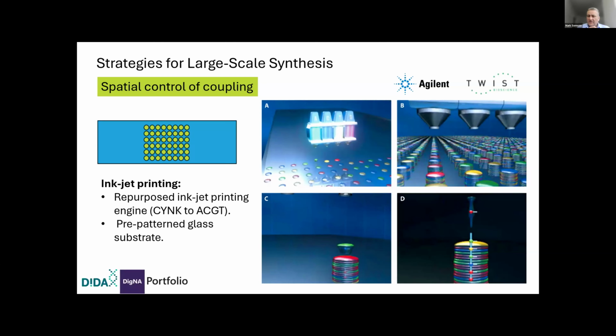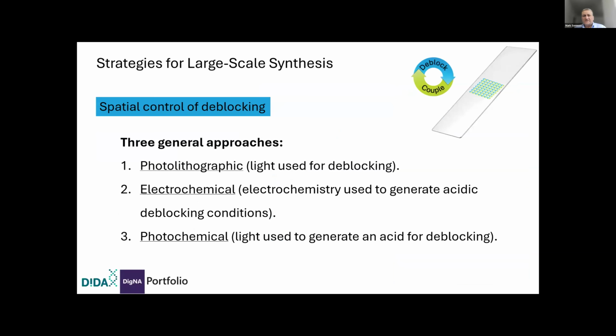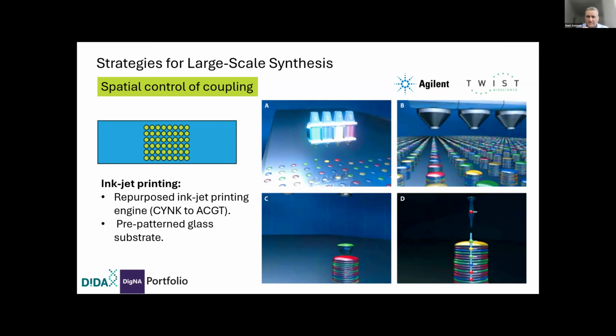And then at the end, you do a little bit more chemistry, and then you either leave it as a microarray. For example, Agilent primarily sells microarrays, like gene expression microarrays and others. Or in the case of Twist, you can cleave the DNA from the surface and then sell it to the customer as a custom library. So that's it for spatial control of coupling. In the case of Agilent, we're squirting the phosphoramidite, which does the coupling reaction.